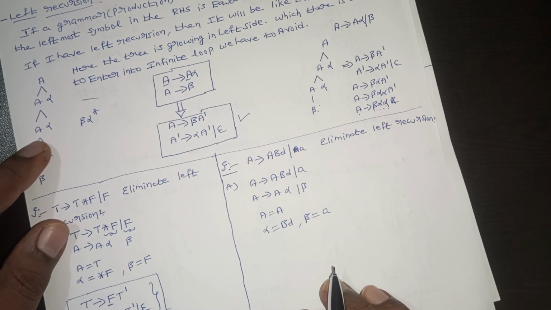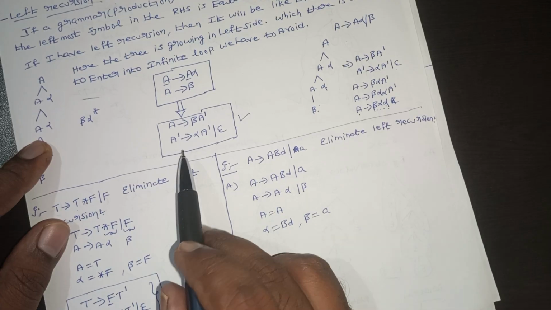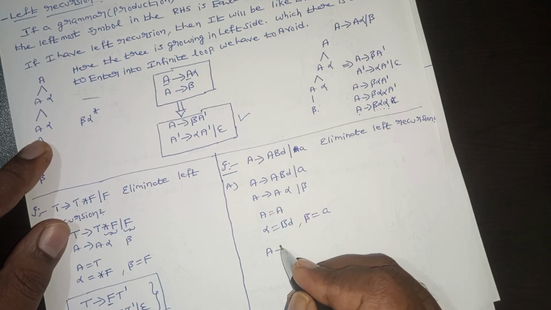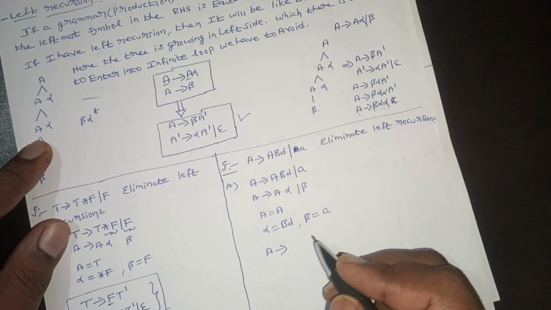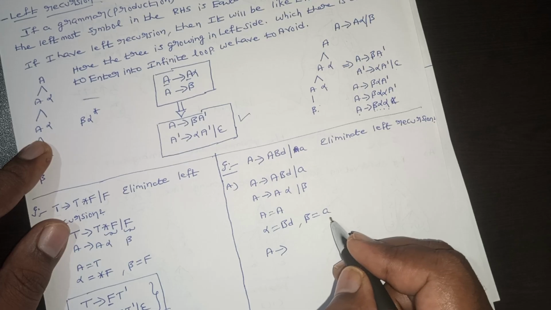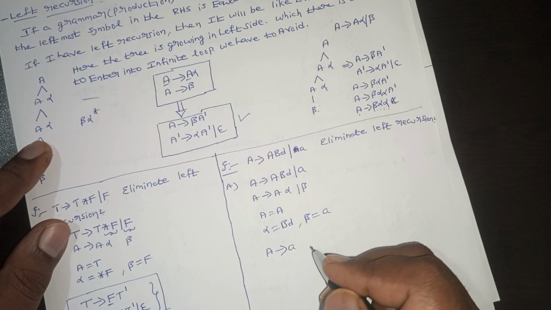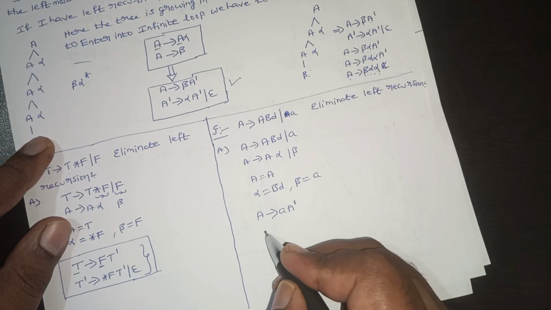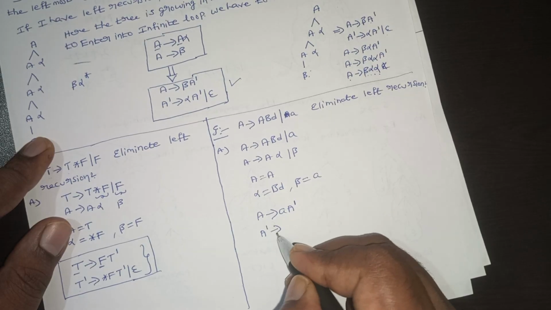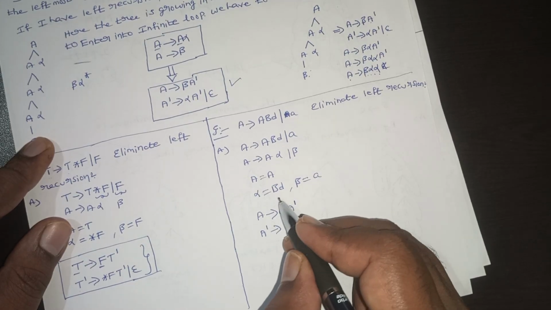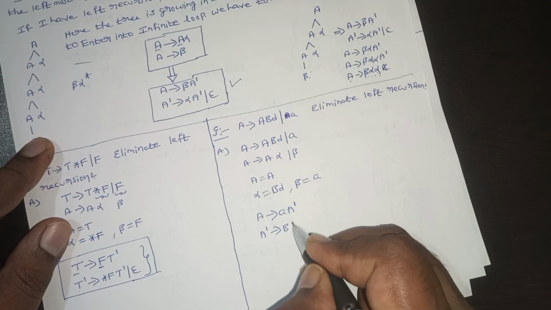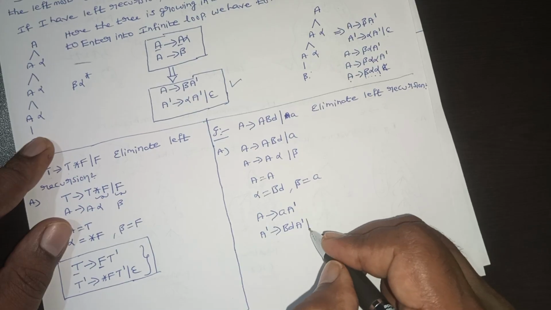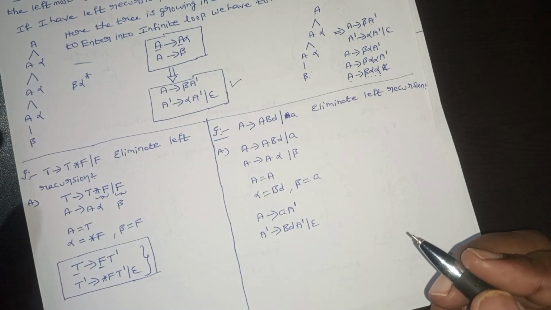Then you have to apply the formula. What is the formula? A tends to beta A dash. So A tends to, what is beta? Beta equal to a. A tends to a A dash. Okay. Then what is A dash? A dash tends to, what is alpha? Alpha equal to B D A dash, or epsilon. Okay, so this is the answer.